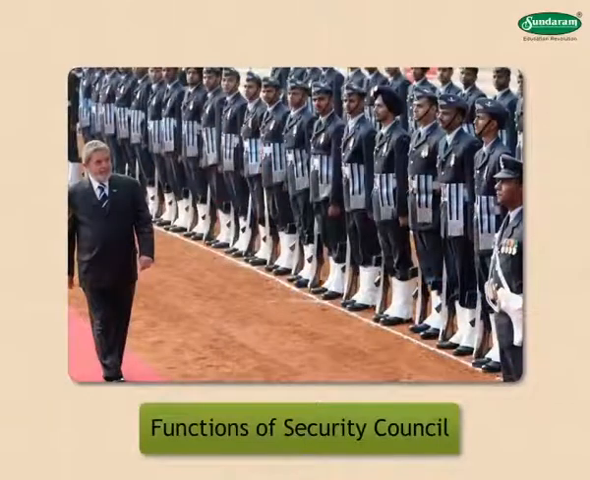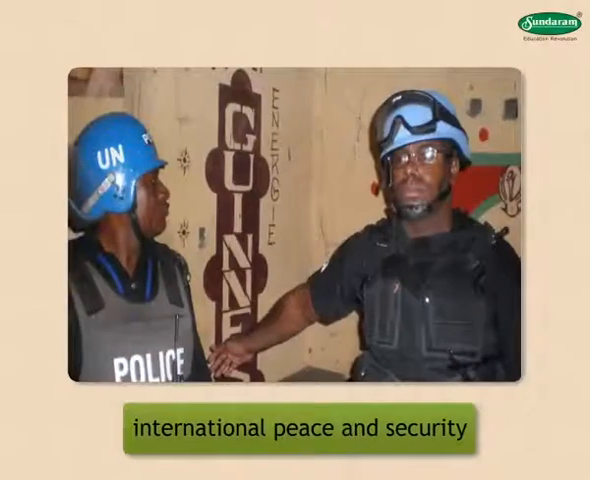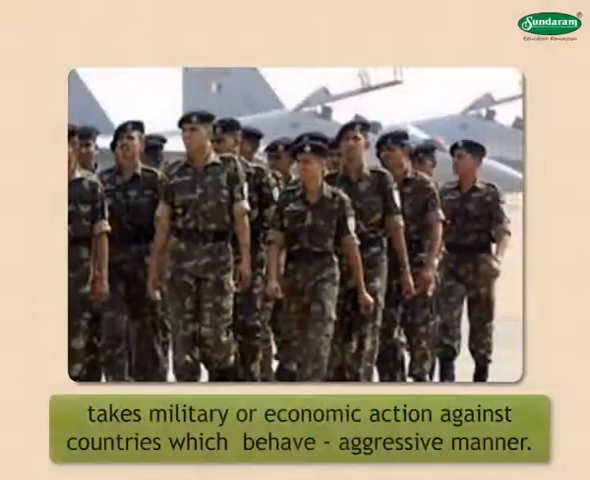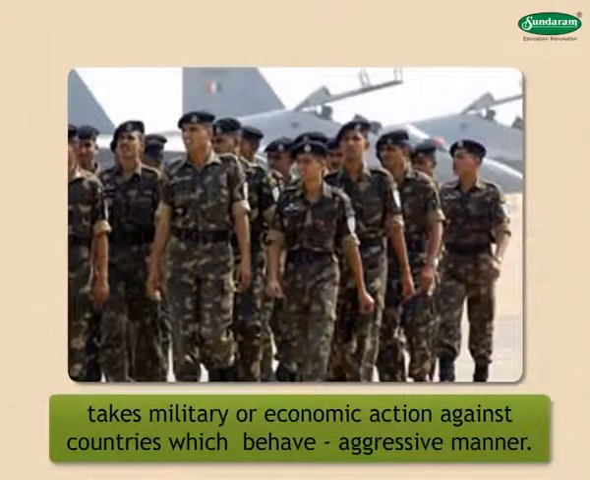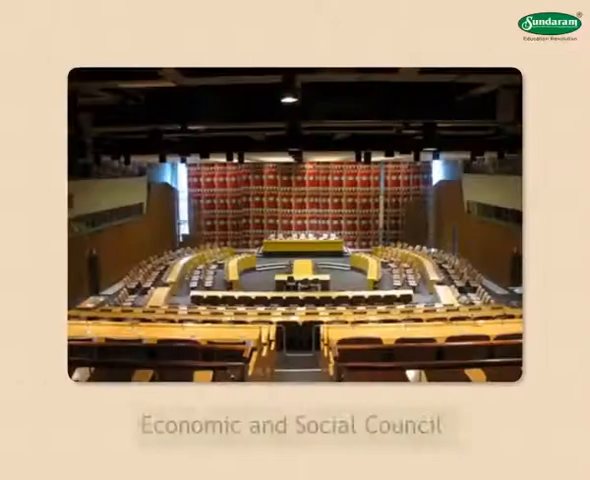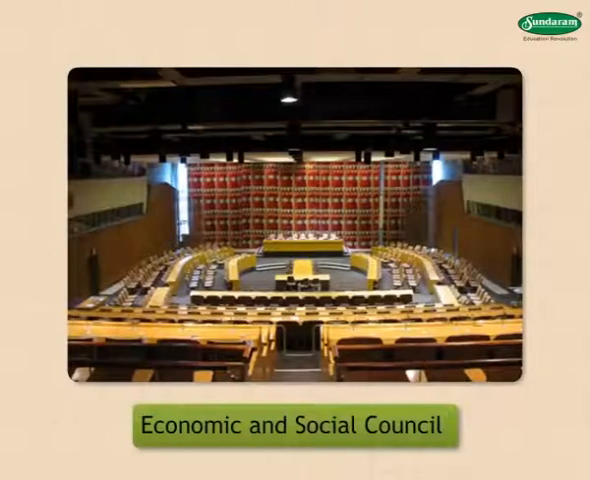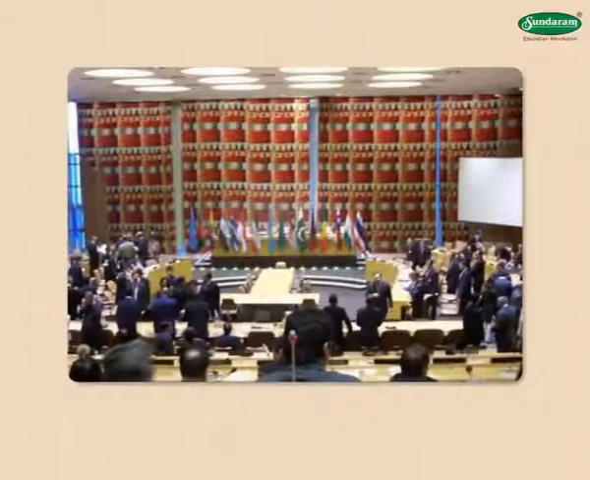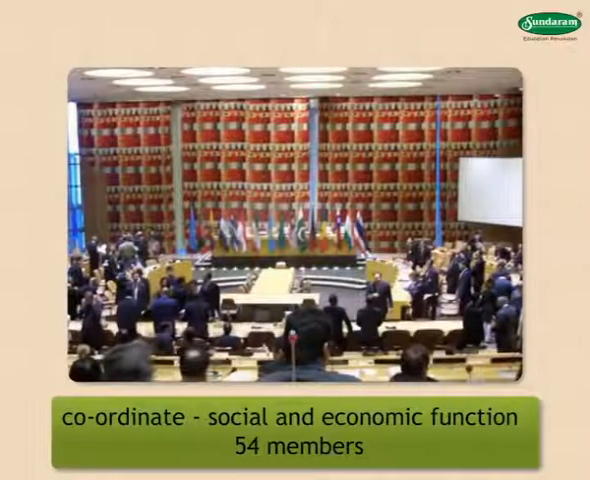Functions of Security Council. The Security Council maintains international peace and security, tries to resolve all disputes between nations, and takes military or economic action against countries which behave in a very aggressive manner. Now, let's study the structure and function of the Economic and Social Council. Structure. It was established to coordinate the social and economic functions of the UN. It has a total number of 54 members.